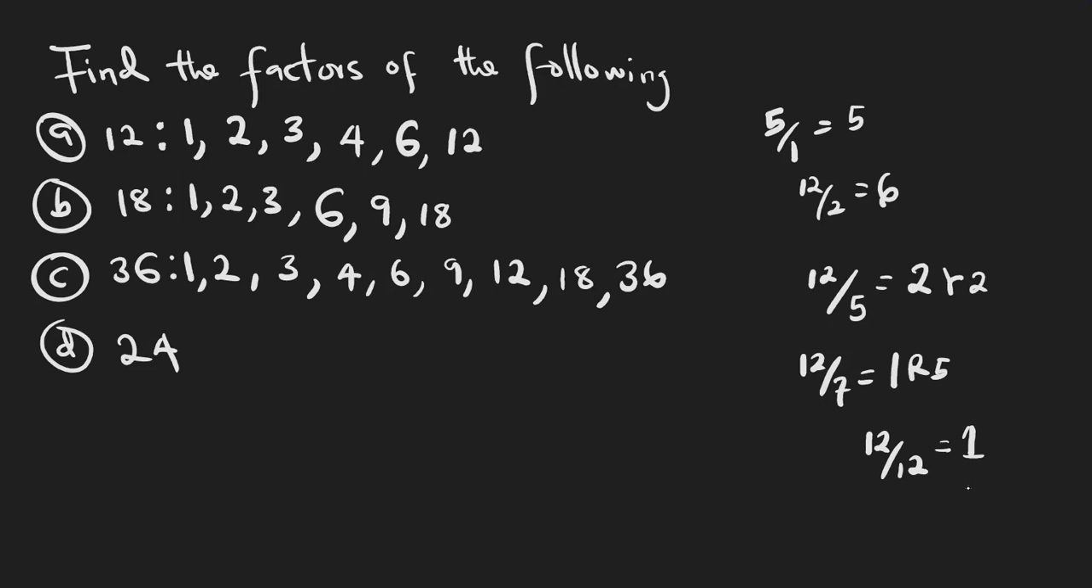Then the last one is 24. Of course, 1 is a general factor, right? Because 24 divided by 1 is the same as 24. Then you have 24 divided by 2 is 12, right? Then 24 divided by 3 is 8. So we have 3. 4 is also a factor. Then we have 6 is also a factor because 24 divided by 6 is 4, right? Then we have 8, we have 12, and we have 24. So these are the factors of this number.